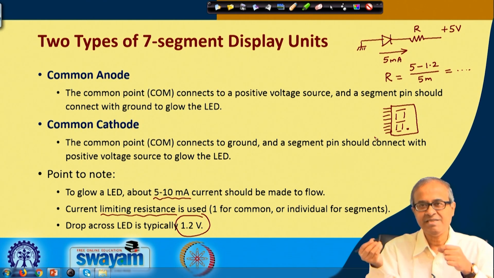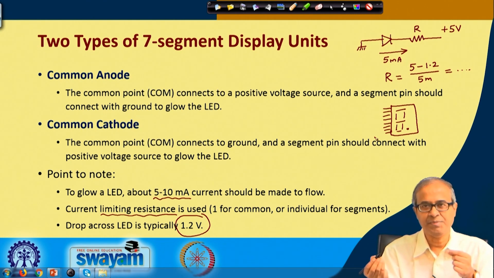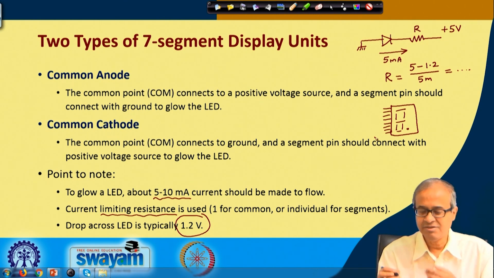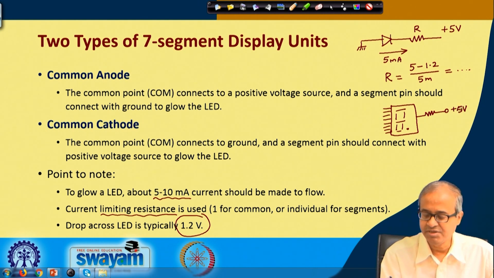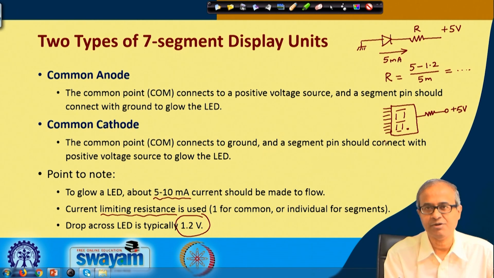But for the sake of interfacing, to make it simple, instead of using 8 resistances, what you can do in the common terminal, you can use a small resistance, and let us say for common anode you can connect it to 5 volts, and whichever segment you want to glow you connect it to ground. Then this resistance will determine the total current that is flowing.